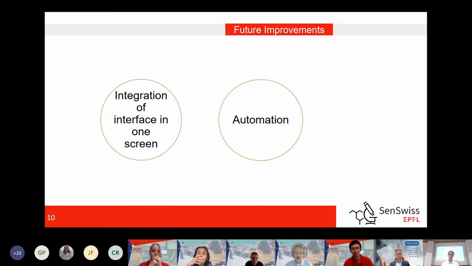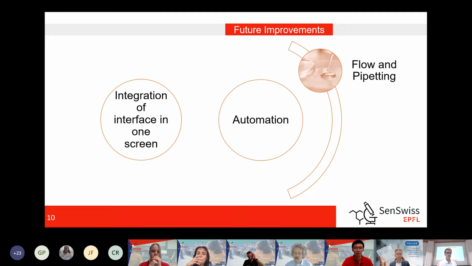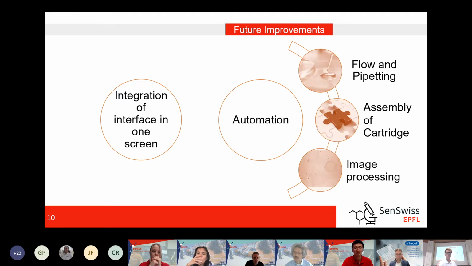For the future improvements we still want to do, we would integrate the interface for the image acquisition and the analysis in one API, so we don't have two different screens, and automate the entire sample preparation, so we don't need the pipetting, we don't use flow. The assembly of the cartridge could also be automated, and the image processing is already fully automated.